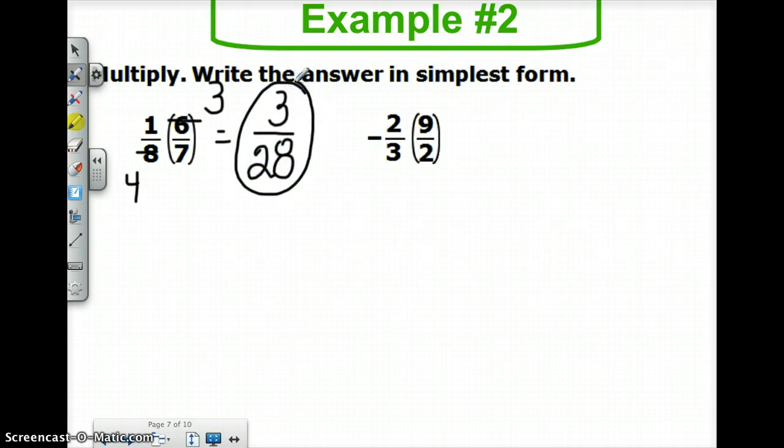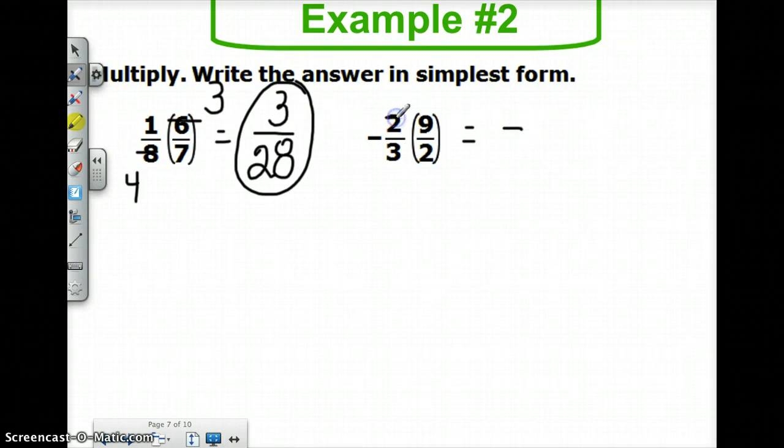3/28 is our answer in simplest form. In our next question, we're going to go ahead and cross-cancel again. But before we do that, determine if this answer is going to be a positive number or a negative number. In this case, I'm multiplying one negative times a positive, so that answer is going to be negative. And now I'll go ahead and cancel.